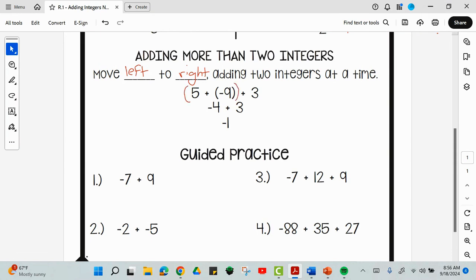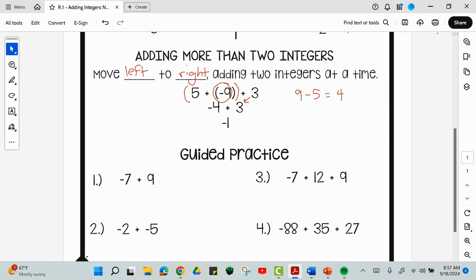And again, those are different signs. So my bigger number is 9 and it's negative. So I'm going to subtract those. So 9 minus 5 is 4. And since 9 is negative, we're going to make that negative 4. And then this 3 is just going to come down.